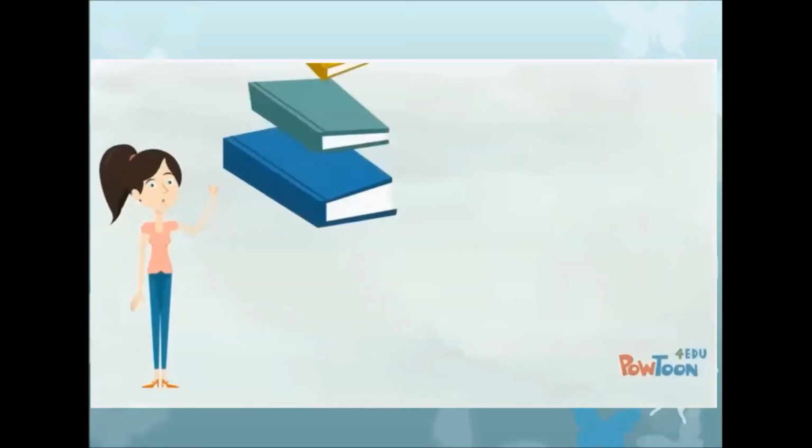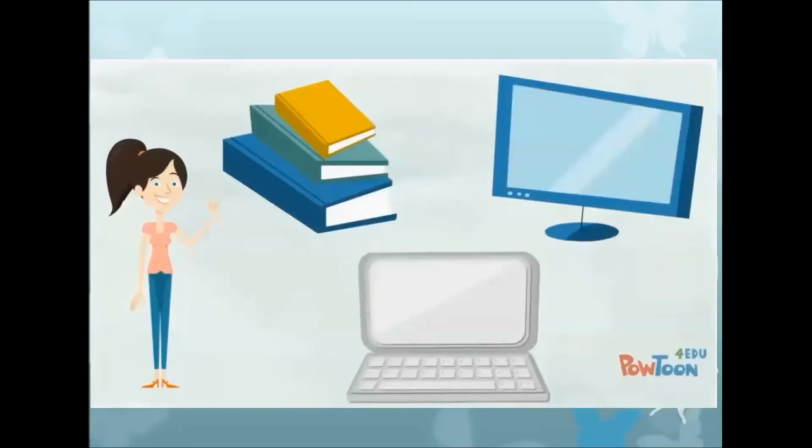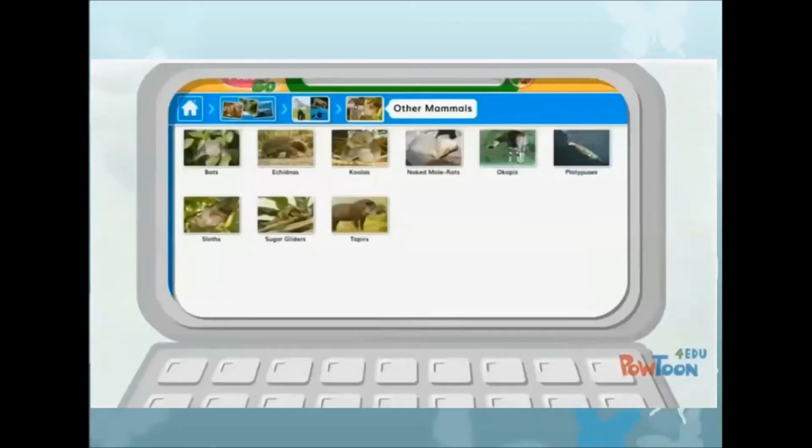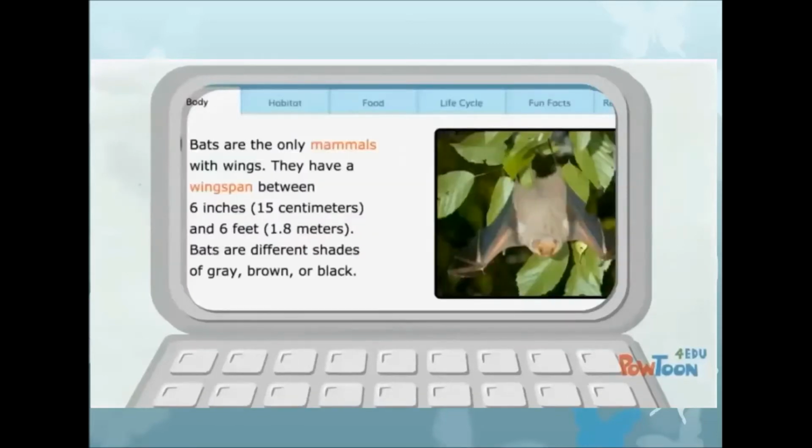Now I need to find some information. I can look in books, I can watch videos, or I can find information on the internet. I'm going to start on a website called Pebble Go. Here's their article about bats. This page is about a bat's body. It says, bats are the only mammals with wings. They have a wingspan between 6 inches and 6 feet. Bats are different shades of gray, brown, or black.